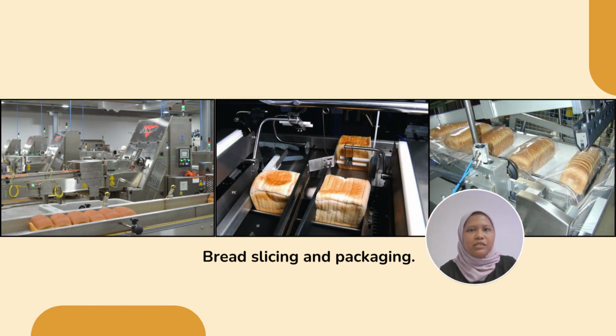Bread slicing and packaging. What happens here? Breads are sliced evenly by machines. Then they go into packaging to stay fresh and clean. Linked to the mixing area, if dough is not mixed well, breads can be too soft or hard to slice and pack properly. Hazards in this area: sharp blades, risk of cuts. Moving parts, risk of getting cut and crushed. Hygiene, risk of contamination. Awareness and safety tips.